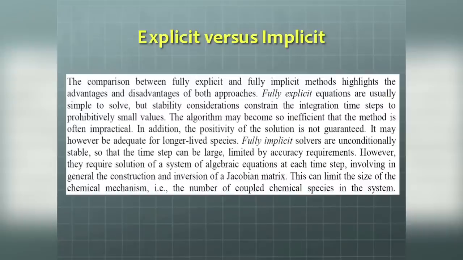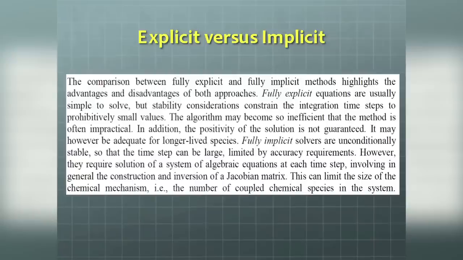The comparison between fully explicit and fully implicit methods highlights the advantages and disadvantages of both approaches. Fully explicit methods are usually simple to solve, but stability considerations constrain the integration time step to very, very small values. The algorithm may become so inefficient that the method is often impractical. In addition, the positivity of the solution is not guaranteed. It may, however, be adequate for longer-lived species like methane, CO2, etc.